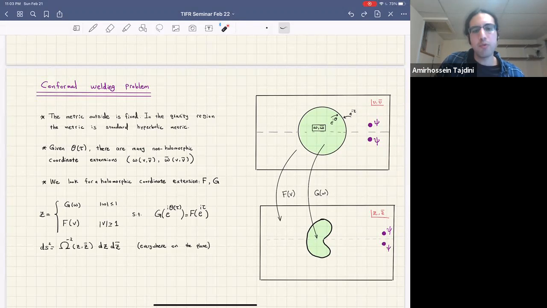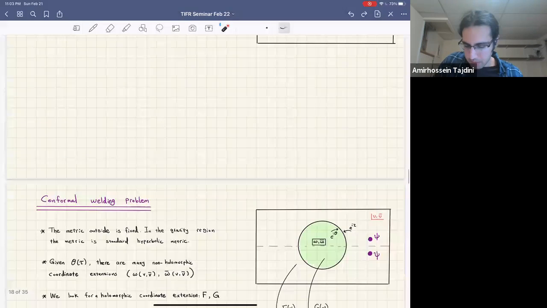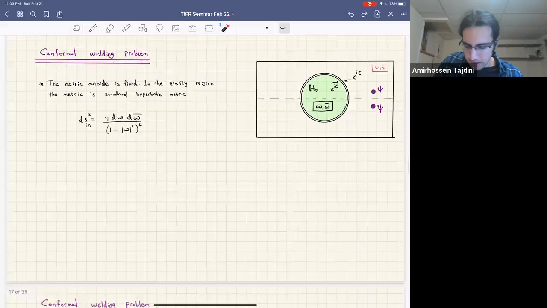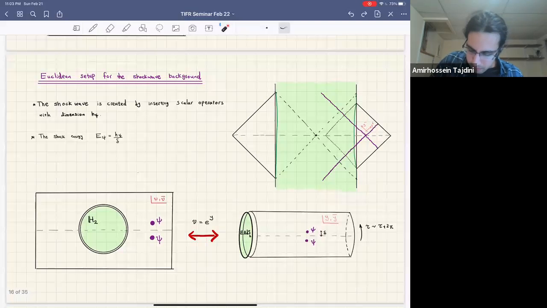No, I think the metric will still remain AdS because that's one of the equations. It will be a hyperbolic metric, but this theta of tau, or the corresponding variable theta of t, when we analytically continue this theta of t, it will have a jump as we go to Lorentzian.